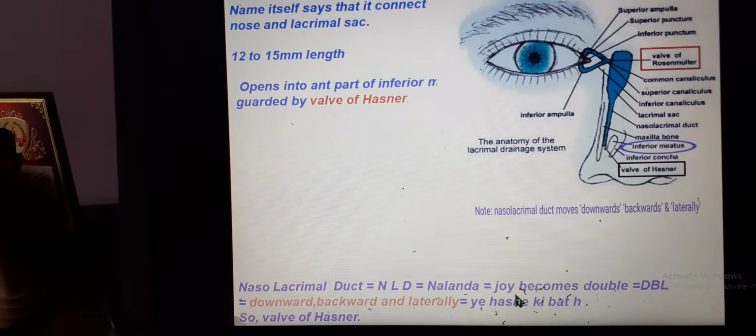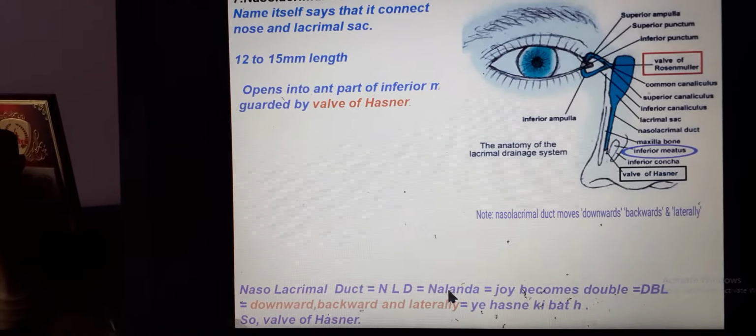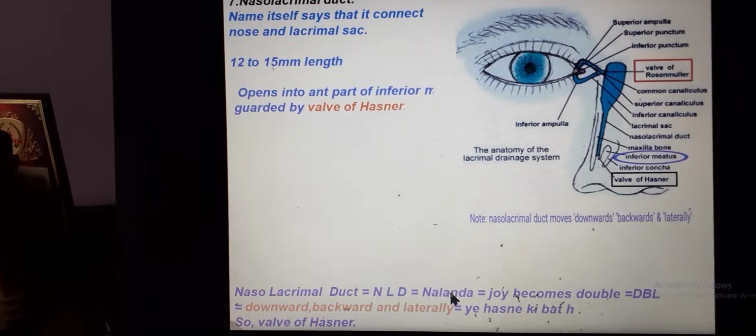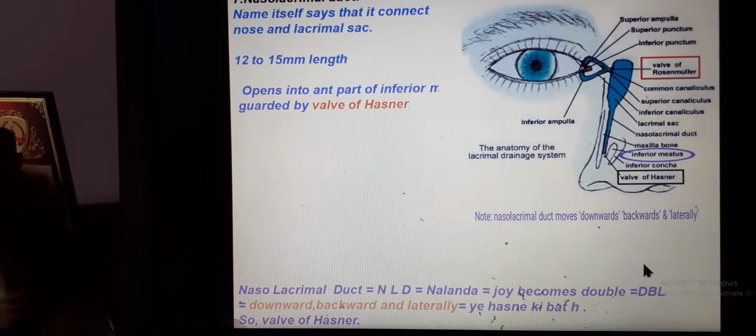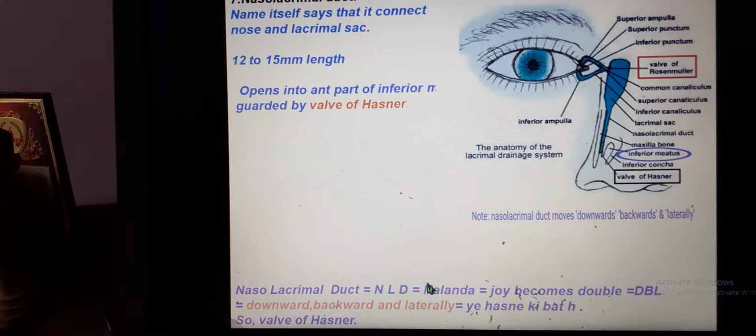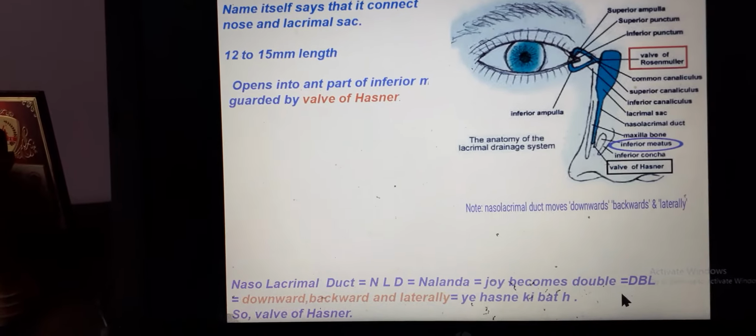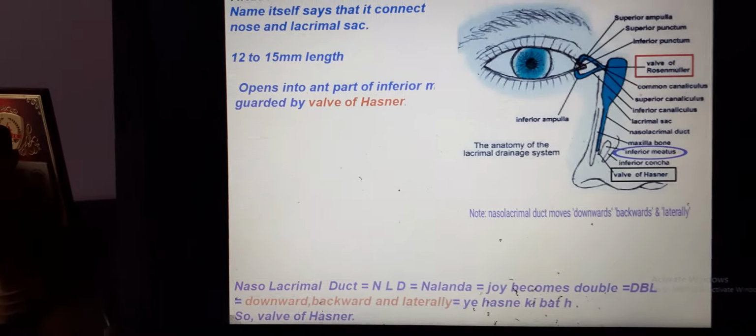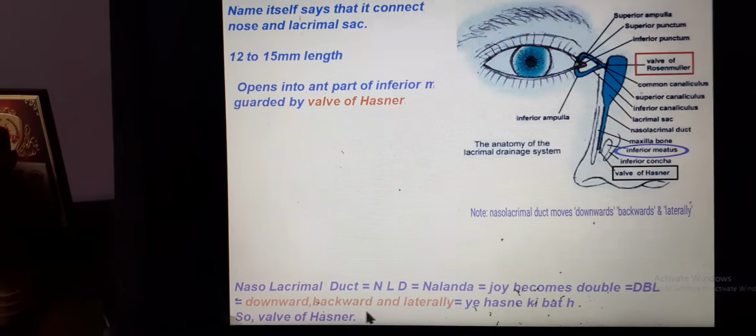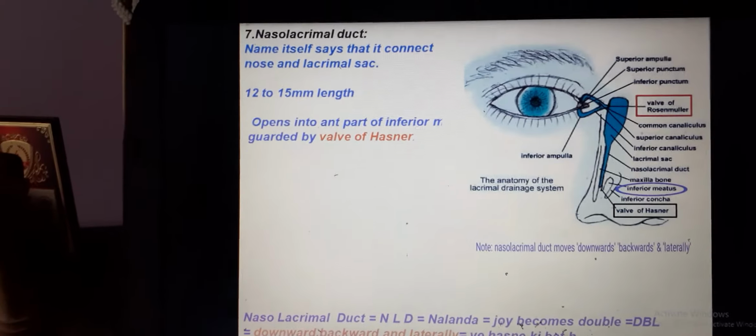Because it's a matter of joy that we belong to Vimspapuri Nalanda, and our joy becomes double. So how can we relate NLD with DBL? ये हंसने की बात है, और यहाँ पे जो valve है, this is Hasner. ये हंसने की बात है, the matter of joy.